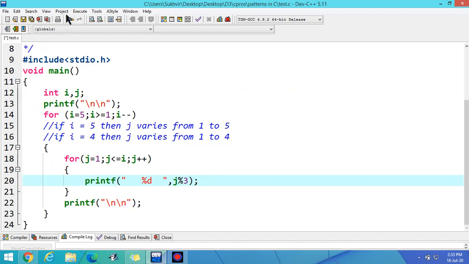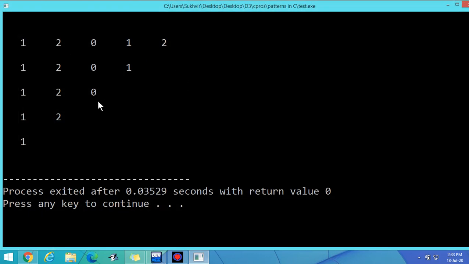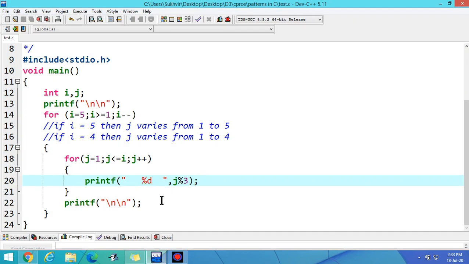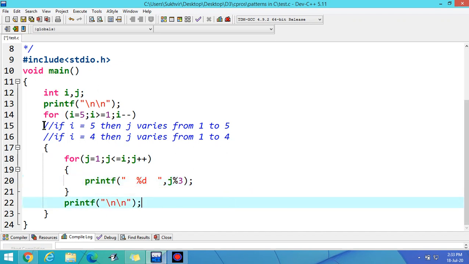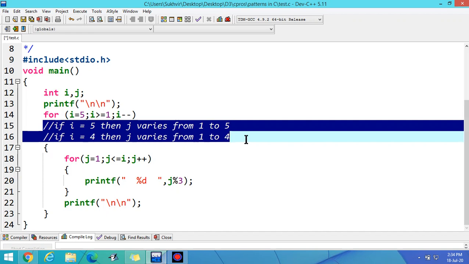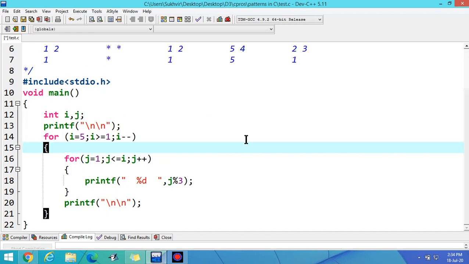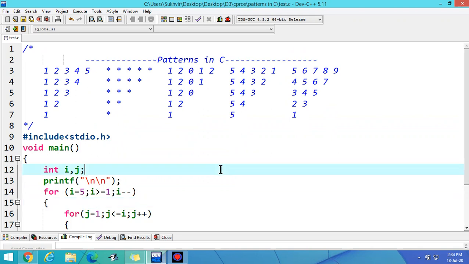Let's execute the program. Look at the output. Output is 12012, then 1201, 120, 12, and 1. Output is up to the mark. Delete this one. I think it's clear. Now what about the fourth pattern? These are the reverse values, 5, 4, 3, 2, 1. Basically we are reversing these values. No, it's not the reverse.